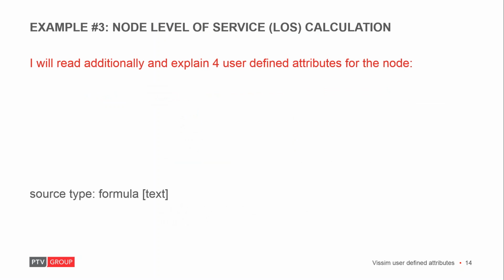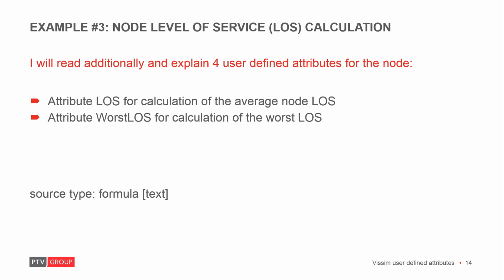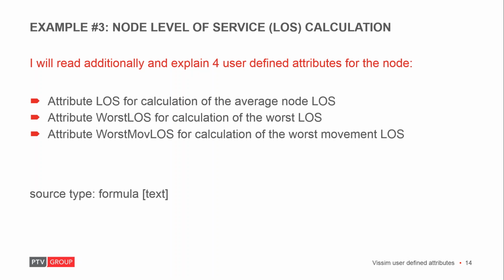I will read additionally and explain 4 user-defined attributes for the node. LOS for calculation of the average node LOS, worst LOS for calculation of the worst node LOS, worst move LOS for calculation of the worst movement LOS, and the last one is LOS label to show the results in one label.